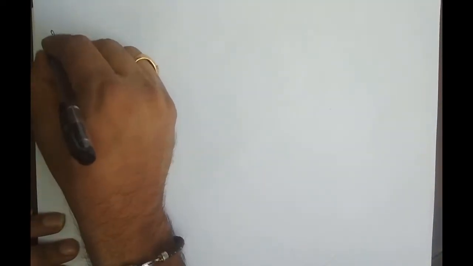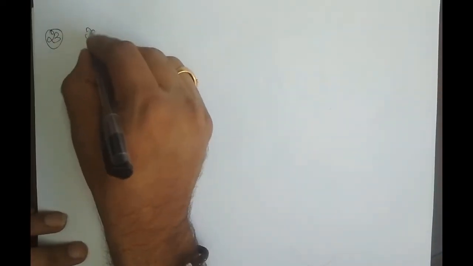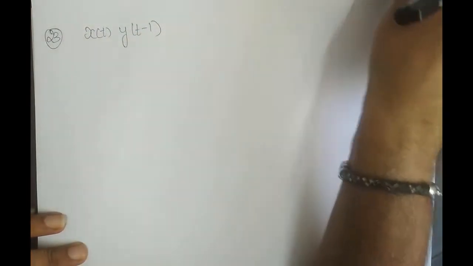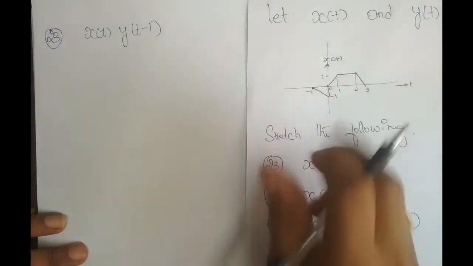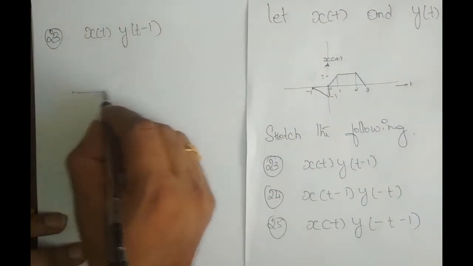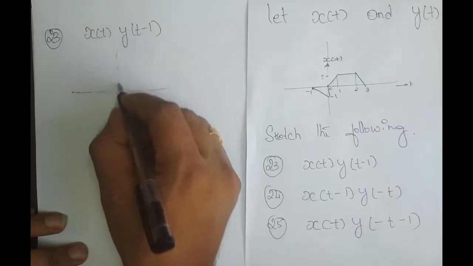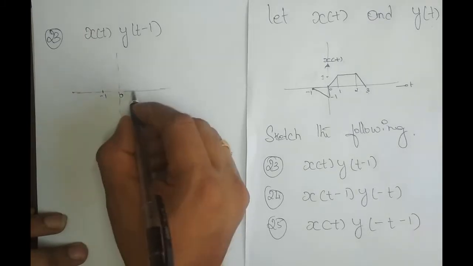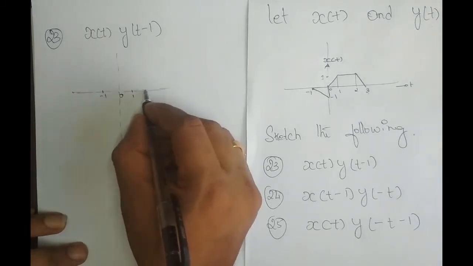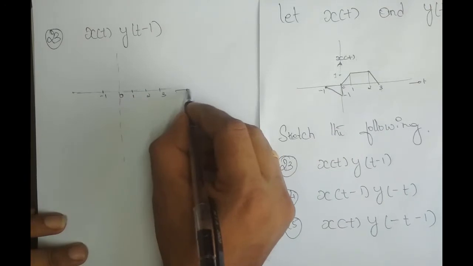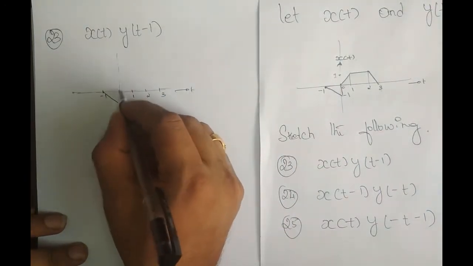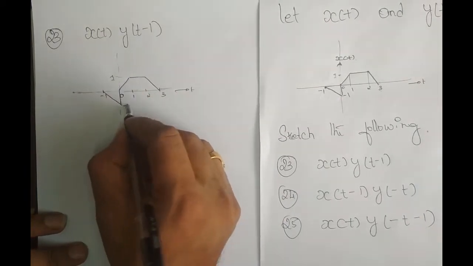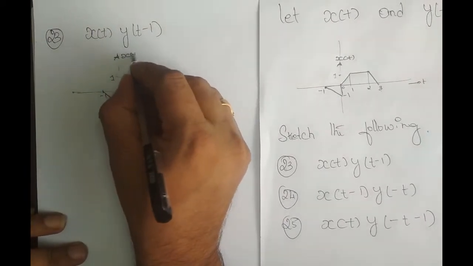So the first one: x of t is multiplied with y of t minus 1. Now this is my x of t. Let me plot one below the other. So x of t, this is at time t is equal to 0. It is defined from minus 1 to 3. So this is t. This is amplitude 1 and this is amplitude minus 1, right? So this is x of t.